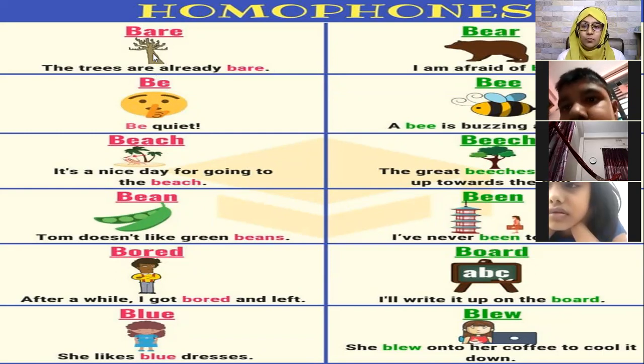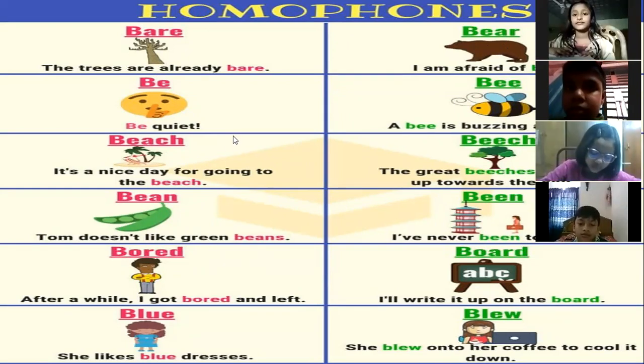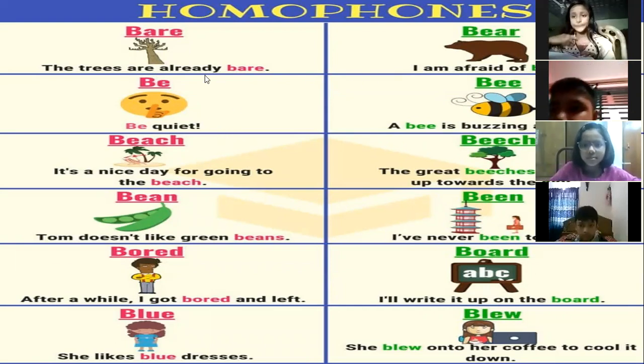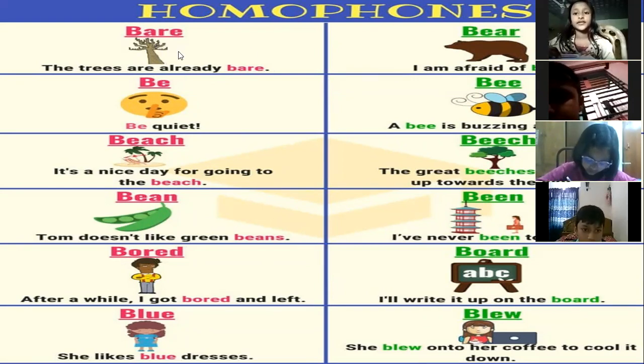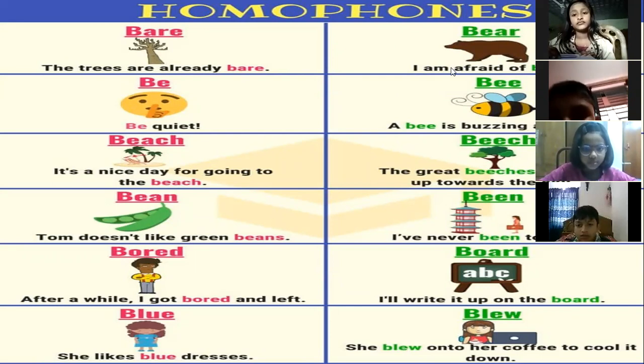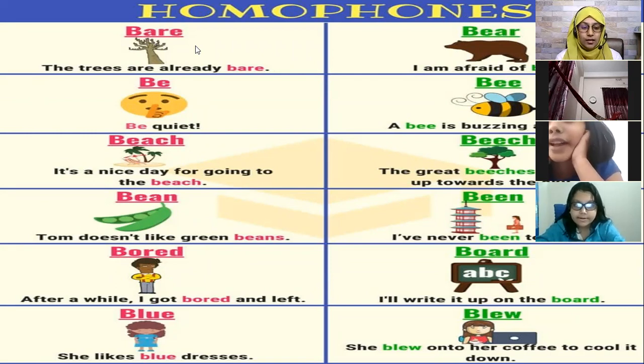So the first one is bear. What do we all call this? We say beer. No, that's not the right pronunciation of the word. It will be bear. Bear, b a r e, bear, b e a r, also bear. Okay, don't say beer, it's bear.